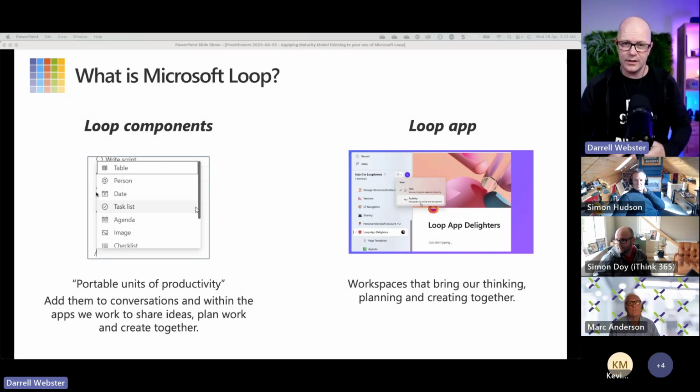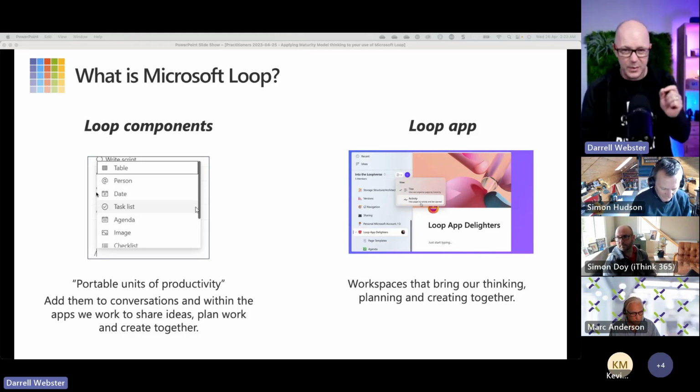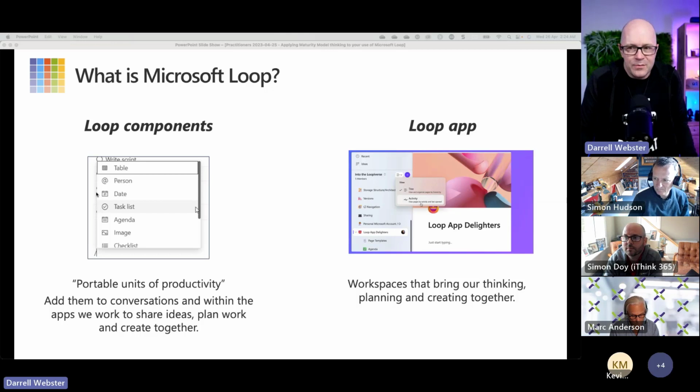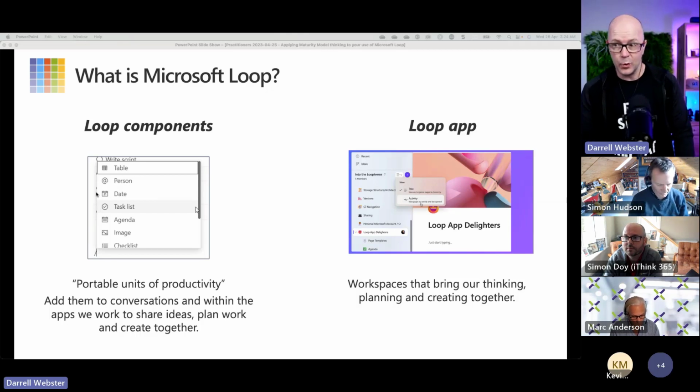What landed first, about 2 years ago, was Loop components, the portable or atomic units of productivity. Thank you for the marketing language. I actually thought on that a bit longer afterwards and thought, that's not a bad description, because when we think about Loop and you get into using it, it is about these little pieces that you put together to help you collaborate in a moment, in a session or in the Loop app. You add them to conversations and within apps that you work on and where you share your ideas. And this has been a growing story that we'll see as we look at the timeline.